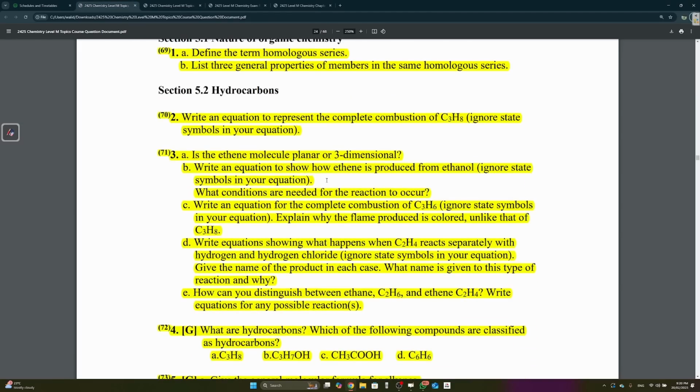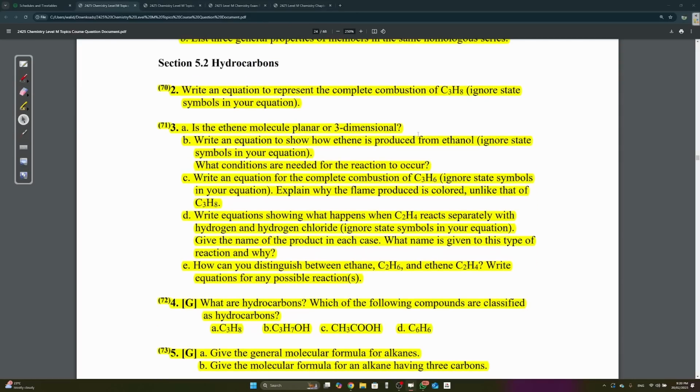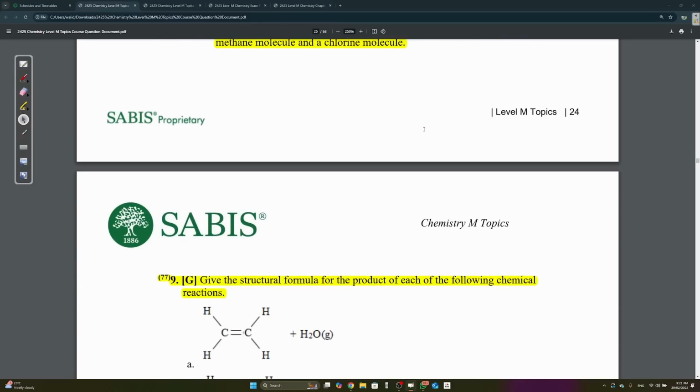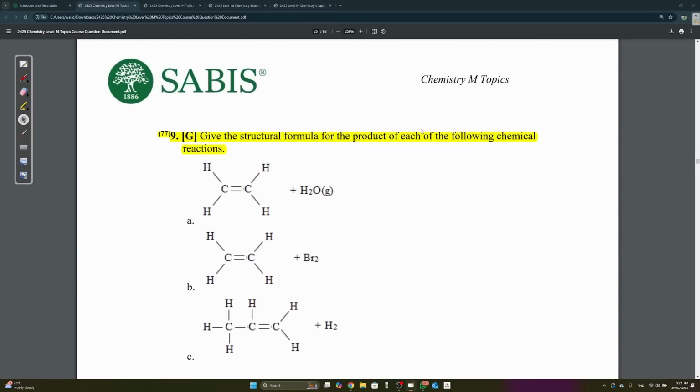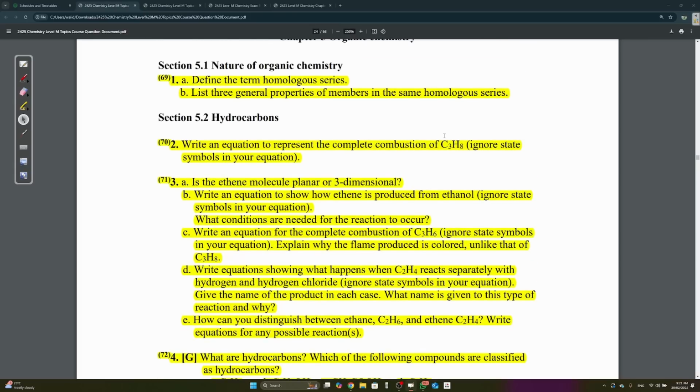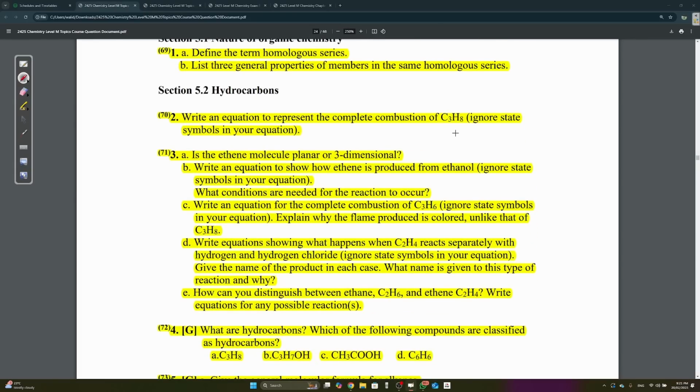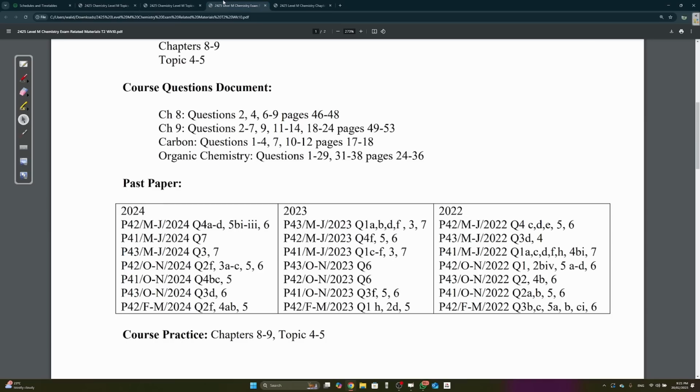Question 2. Write an equation to represent the complete combustion of C3H8. C3H8, by the way, is an alkane. I'm gonna explain as I go, but I really explained these for the CA videos the past 2 weeks, so I won't spend too long explaining. Once we get to alkanes, alkenes, and whatever specifically, that's when I'll start explaining properly. Okay, write an equation to represent complete combustion of C3H8. Remember, I'll go just really quickly over the topic 5 notes.